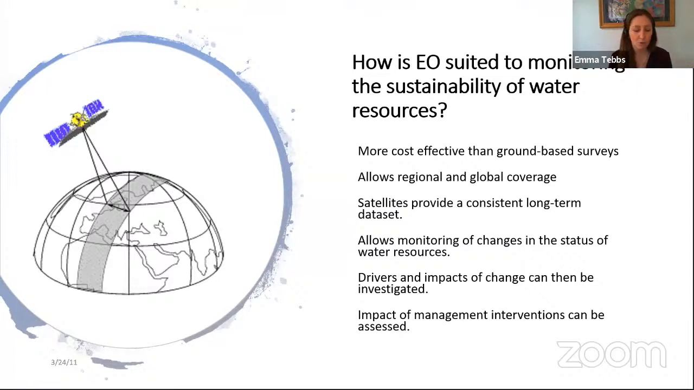So that therefore allows you to assess both the current conditions and the status of those water resources, but also looking at long-term trends and change. And then we can start to investigate what are the drivers of those changes and what the impacts of that change might be on human well-being. And we can also then use that to assess the impact of management interventions. So we can look at how the system changes before and after particular interventions are introduced.